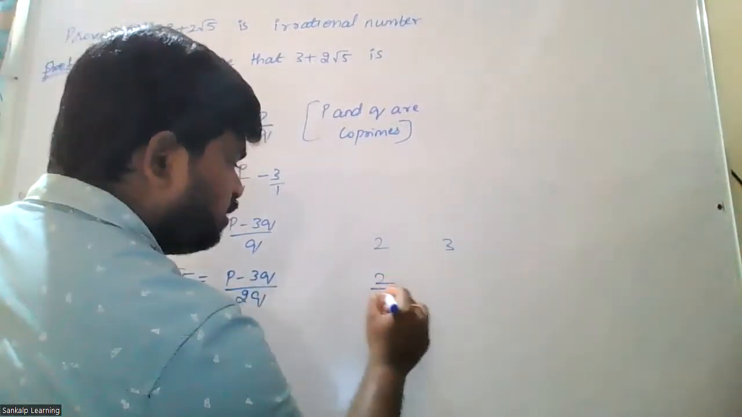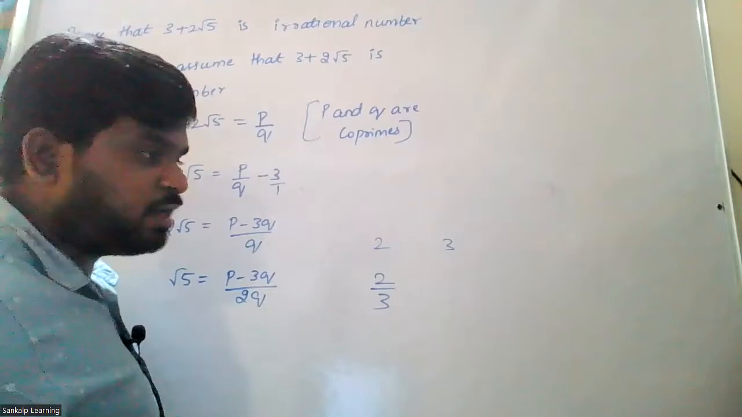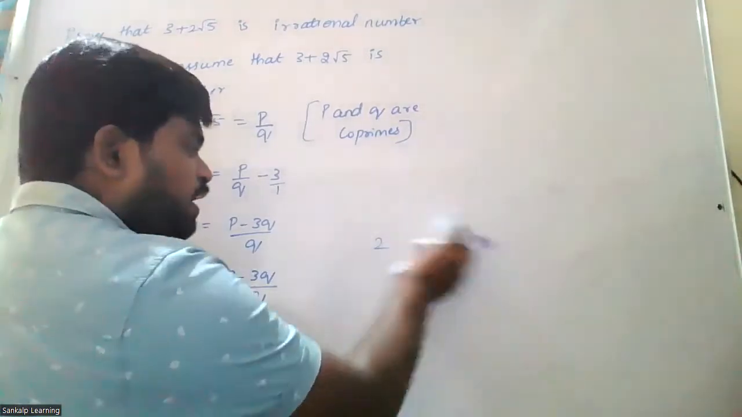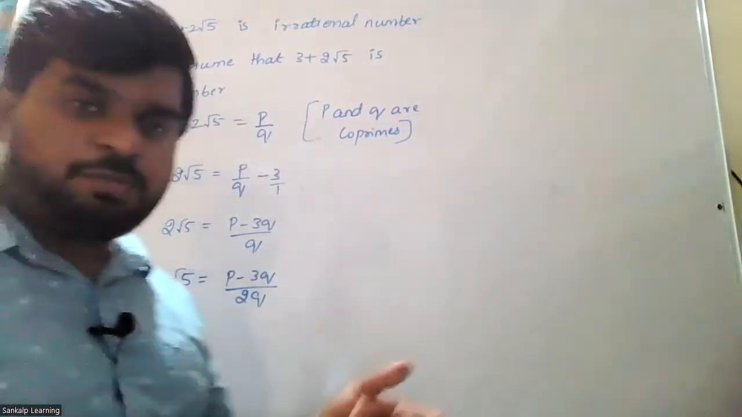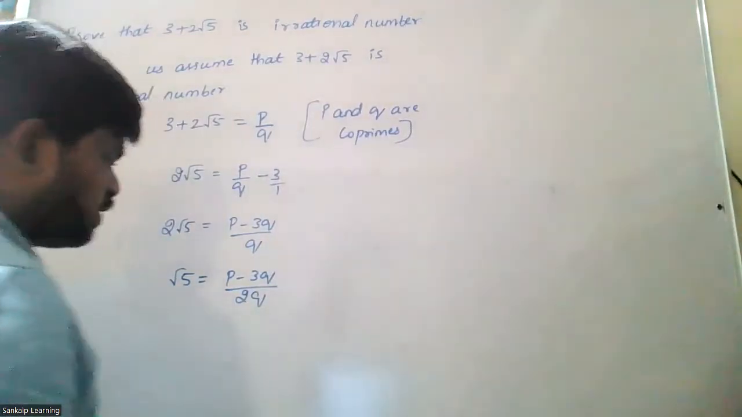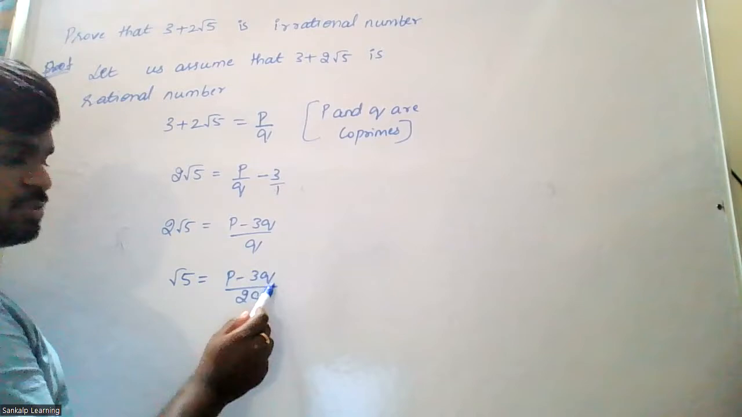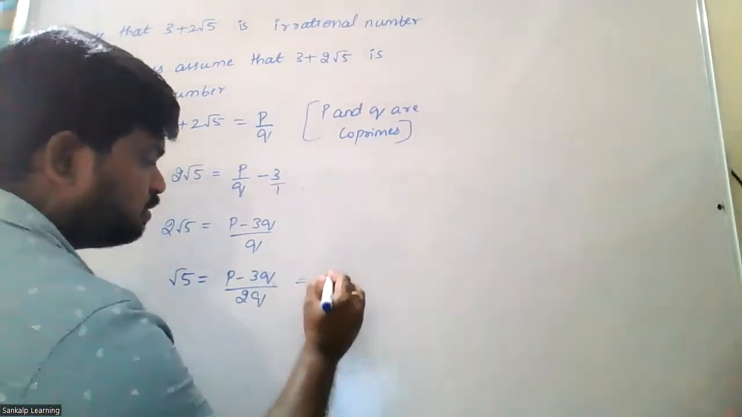If I divide 2 by 3, it is not an integer, it's a rational number. Okay, that is what I said. If you add two integers, you get back integers. Multiply, you get back. Subtract, you get back. But division, you won't. Similarly, observe, p is an integer, this is also an integer. Integer minus integer, you get back an integer.